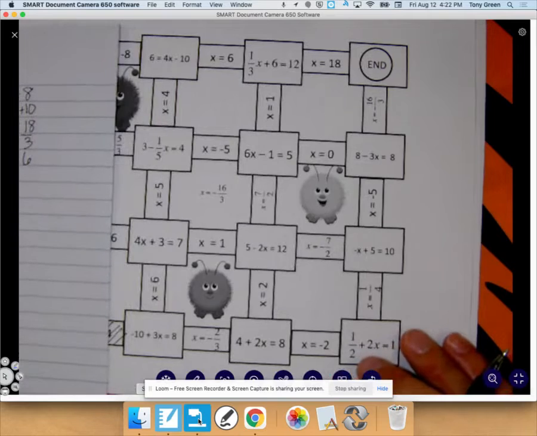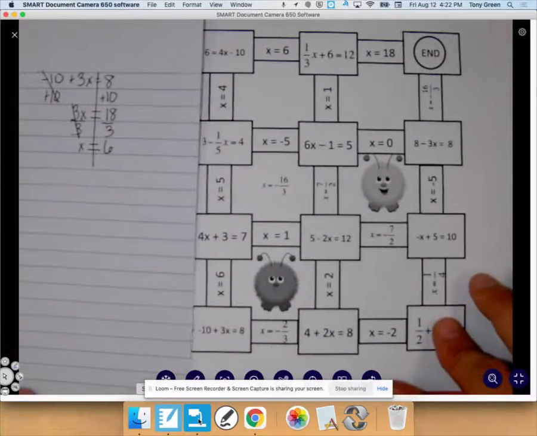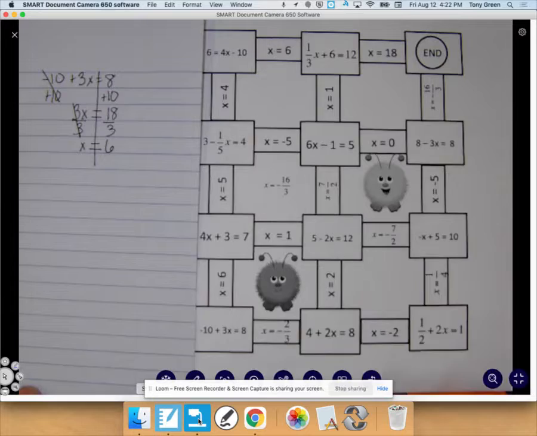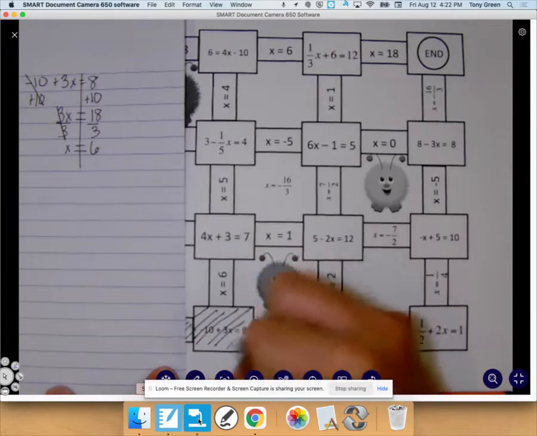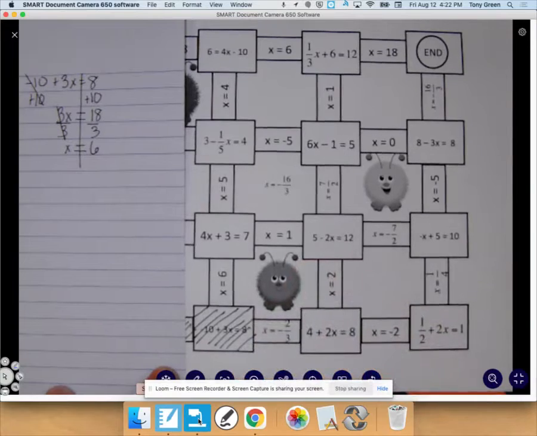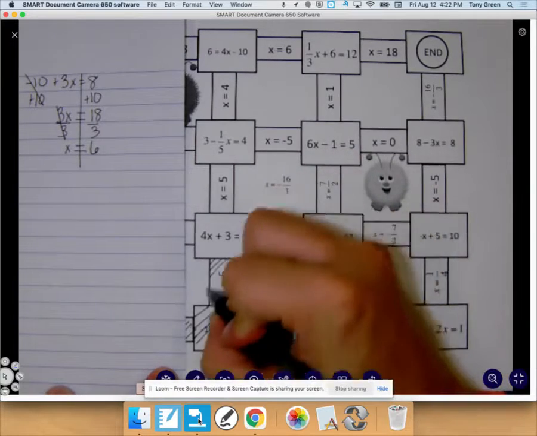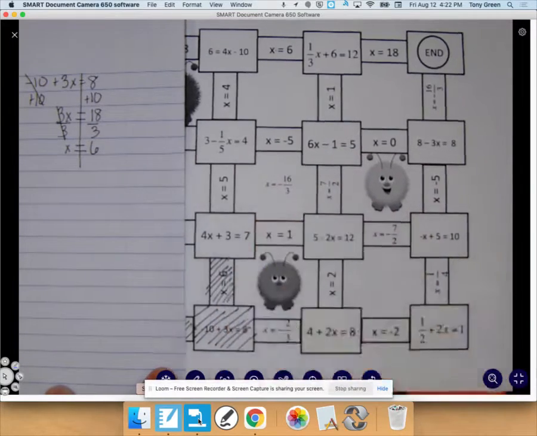So now we got to find which one. Bring that over a little bit. Which one is x equals 6? So we did this equation. Shade that in and do x equals 6. Okay, that brings us to our next equation.